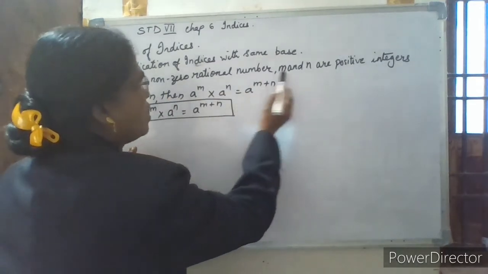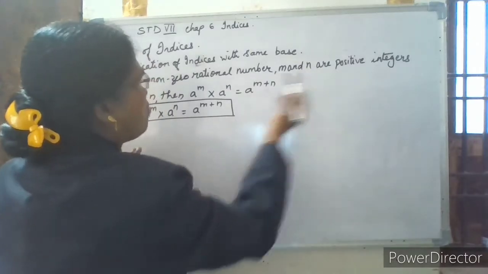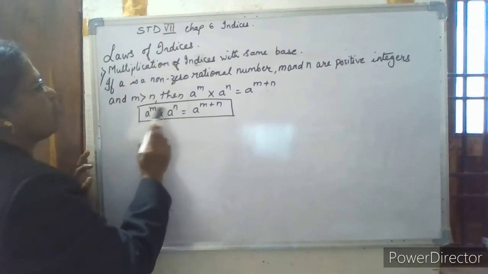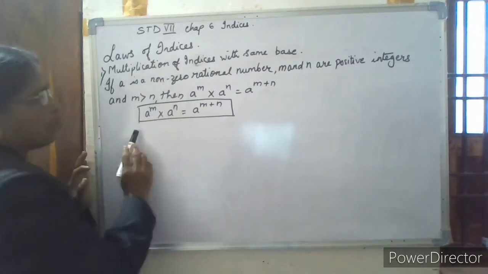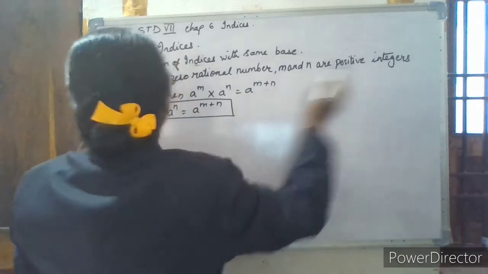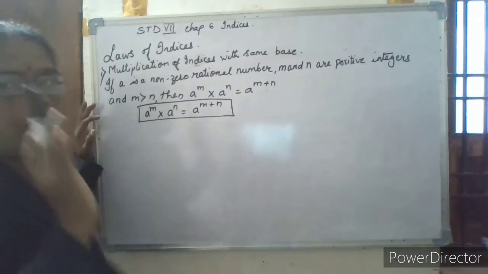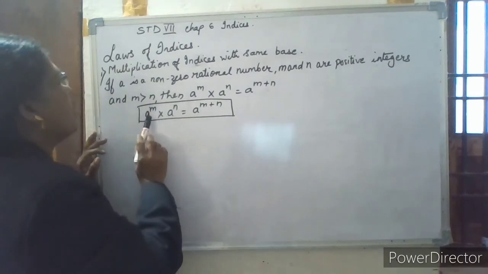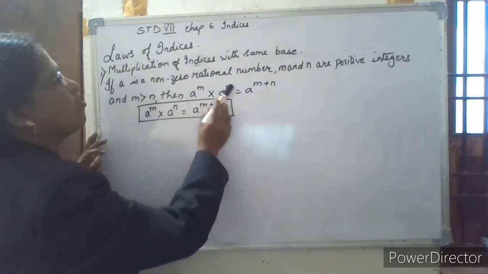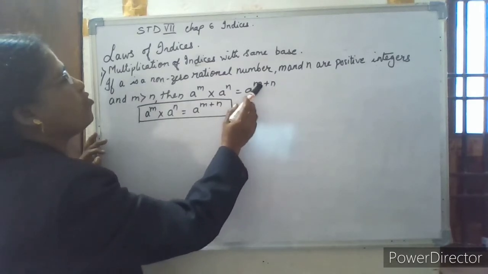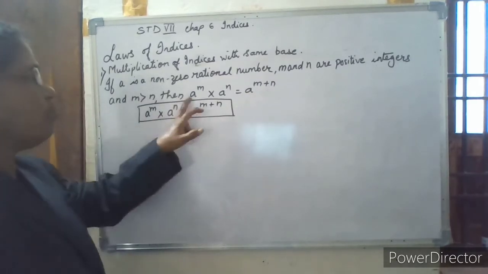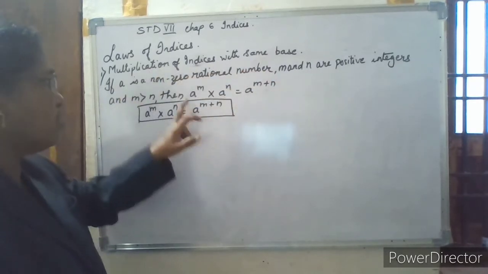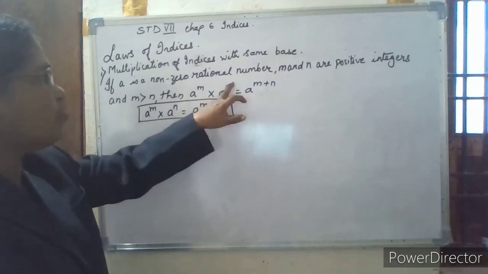M and N are positive integers. This M and N are the powers here, or exponents, or the index numbers. So, M and N are positive integers. The index or the exponent must be positive. And M is greater than N. Then, A raised to M into A raised to N is equal to A raised to M plus N. This is what you have to learn by heart, that is, multiplication of indices with the same base: A raised to M into A raised to N is equal to A raised to M plus N.